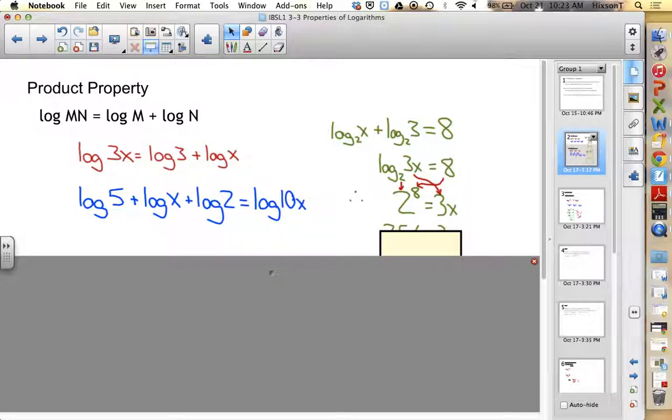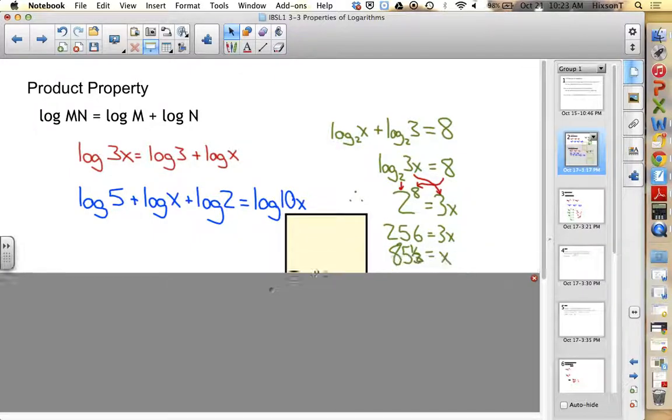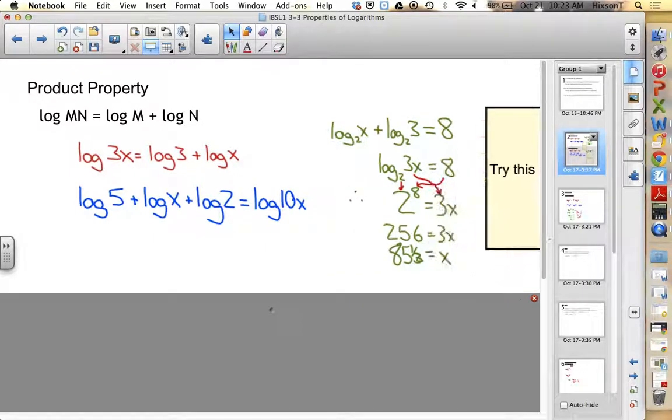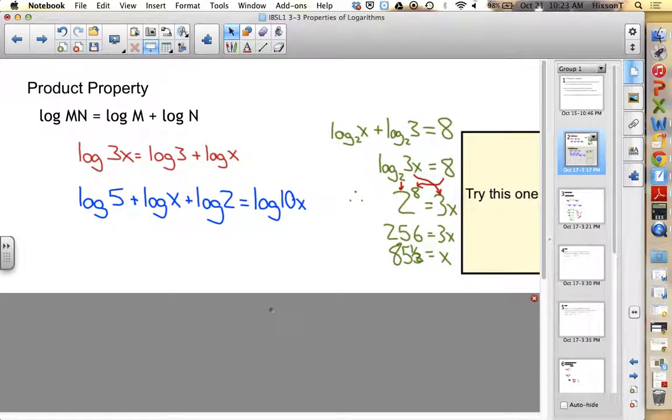Now, you have an equation that you can very easily solve. 2 to the 8th is 256 divided by 3, and you get 85 and 1/3. That's annoying. It's a fraction. Now, we'll look more at solving equations tomorrow. You already had a preview of that, but that's one of the uses here.